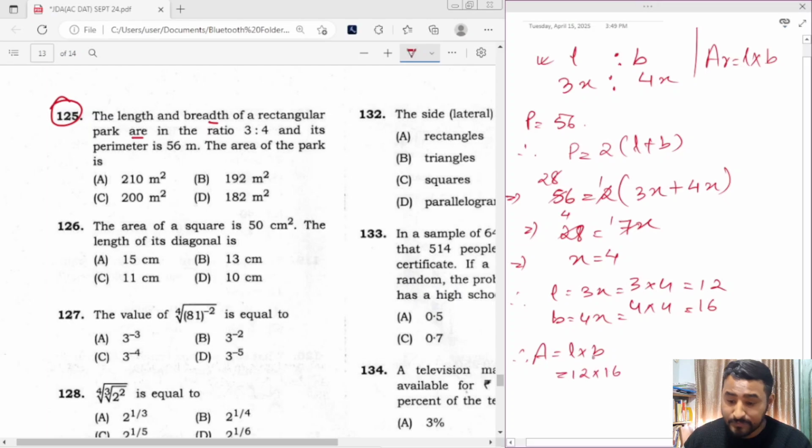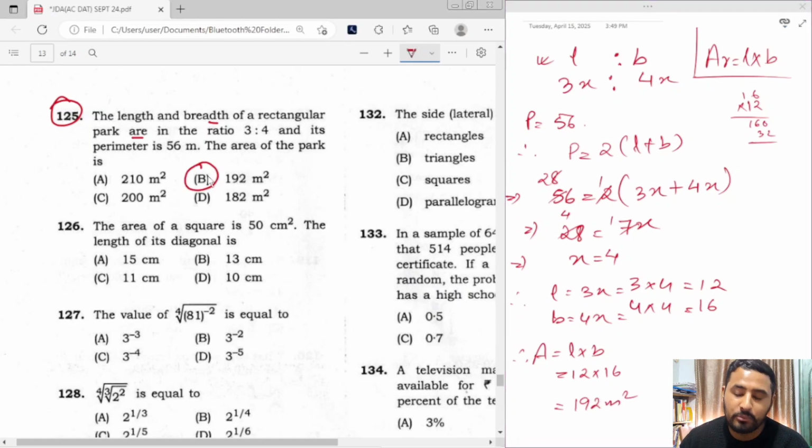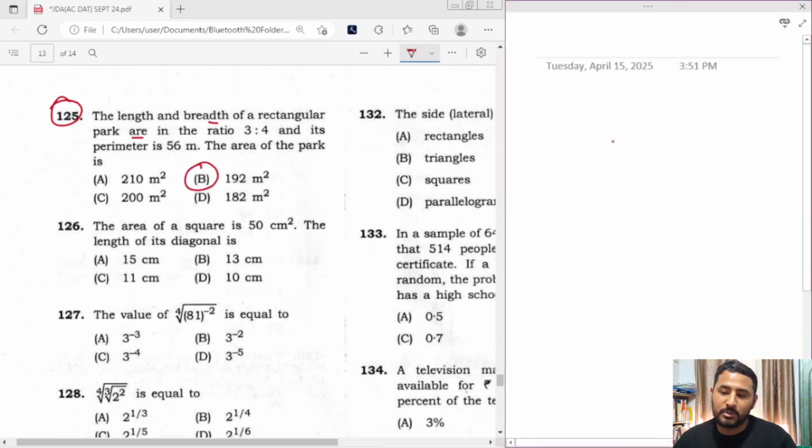So just solve this one. You get how much? 12 into 16. Okay, multiply. You get 160 and 32, 192. So the answer will be 192 meters square. I hope you're getting the points. You can solve like this, okay? Simple way. Okay, let's go next.